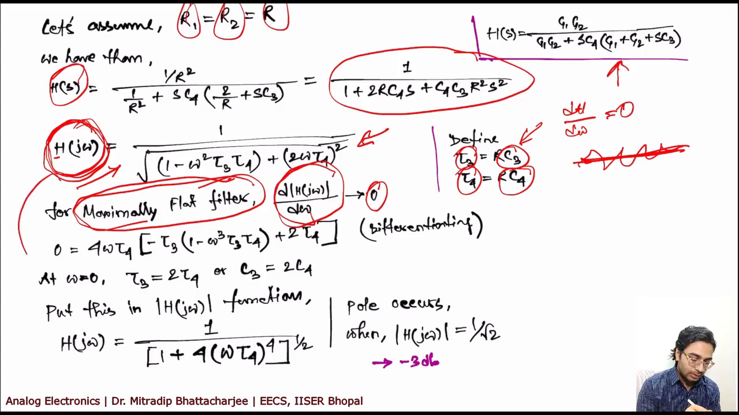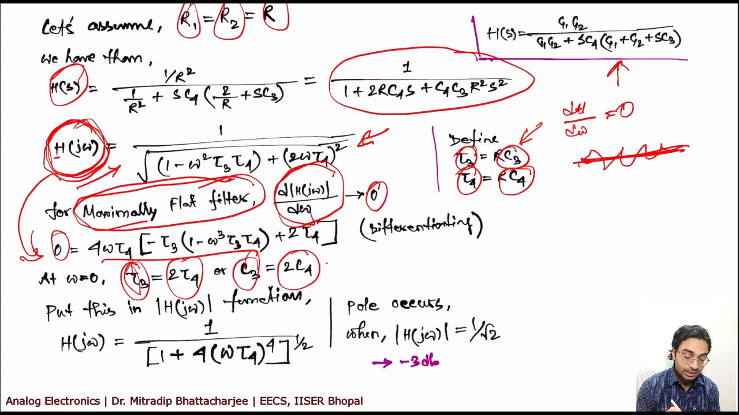So if you differentiate this function and put this differentiation equal to 0, you will find a condition where tau 3 is equal to 2 tau 4, which gives you C3 is equal to 2C4. Now for this condition, if your C3 is equal to 2C4, you will get a maximally flat filter. That means you will get a very small amount of ripple. There might be some ripple, but it's almost flat. Theoretically it should be completely flat. There should not be any ripple, right?